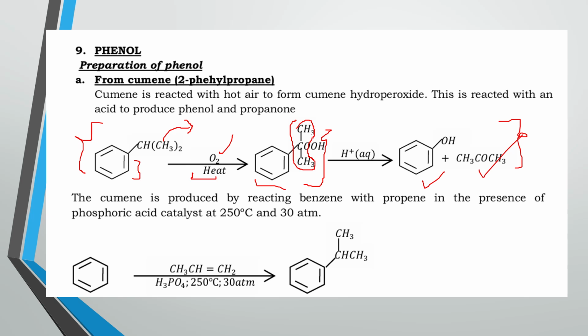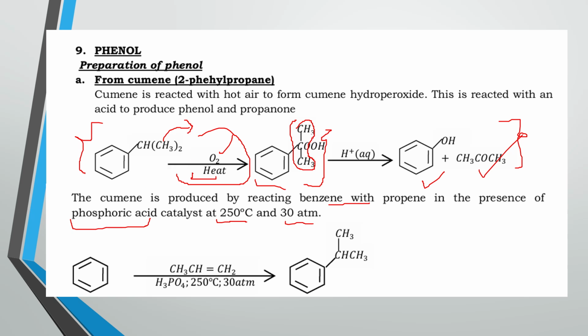Now you can proceed by saying that the cumene is also produced by reacting benzene with propene in the presence of phosphoric acid at a temperature of 250 degrees Celsius and 30 atmospheres. What you should note here is that whenever you're using phosphoric acid, temperature has to be specified together with the other conditions. So for us to prepare cumene, instead of using halogen carriers to get this compound, we can use another procedure by using sulfuric acid.